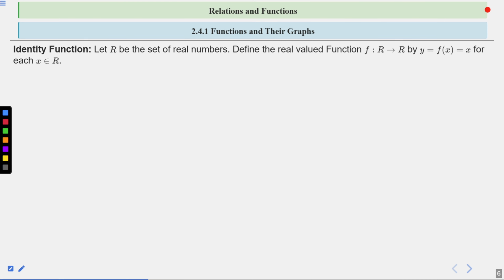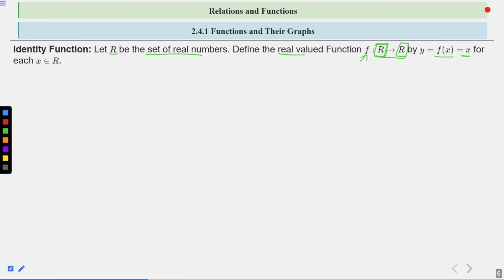Now, identity function. Suppose R, which is a set of real numbers, then define a real valued function f from R to R. If you are having any function f, then this set is nothing but your domain set and this set is nothing but your codomain set. Clear? And defined by simply f(x) = x.